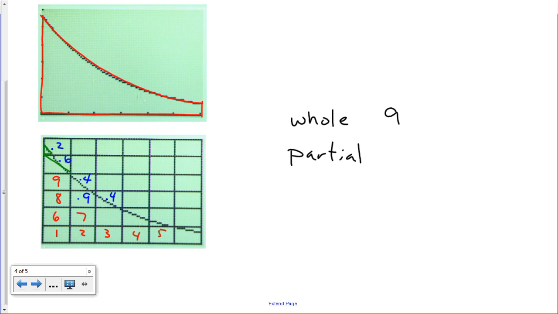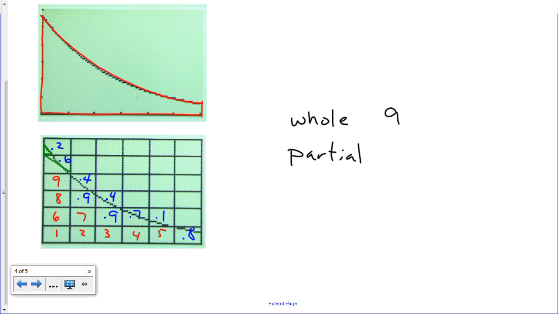The next one here, again, that was the one that was close to a whole square, but I didn't count it. I'm going to call that 0.9. This next one is 0.7. The next one is 0.1. And the last one down here in the bottom right corner, I'm going to say that's 0.8.